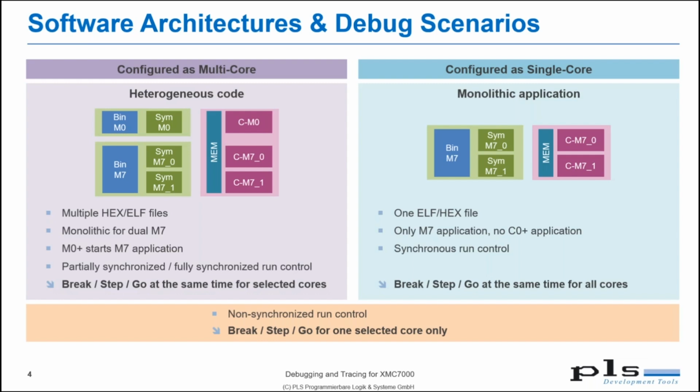The device, as mentioned before, has two different core architectures, an ARM Cortex M0 Plus and also one or two ARM Cortex M7s. And this has an impact on the software partitioning of that device. The device itself can be configured using the S-Flash into two boot configurations. One boot configuration is called the multi-core boot configuration, and the other one is the so-called single core boot configuration.